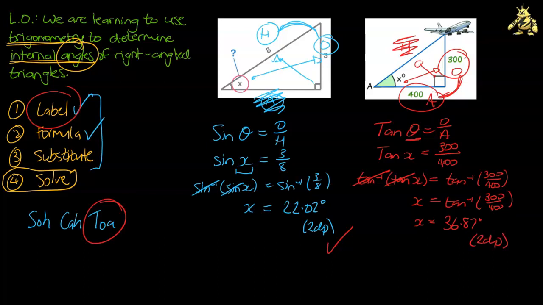So hopefully this video makes sense. Key thing to note, this inverse sine, inverse tan, we didn't do a cos example, but cos inverse is a thing as well. That's the new thing we need to know about for calculating the internal angles of right angle triangles using trigonometry. Hopefully you found the video useful.